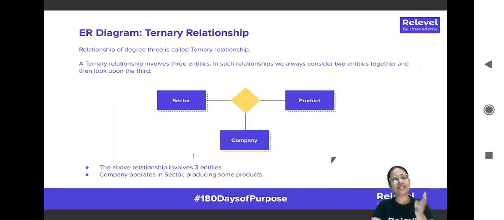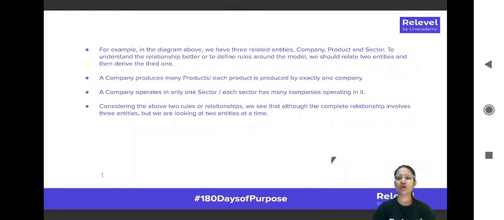Companies operate in sectors producing some products. This statement is very, very important. Companies work or operate in sectors, producing some products. Every company produces some products. That is the overall idea here. For example, we just saw in the diagram above that we have three entities: company, product, and sector. To understand the relationship better, or to define rules around the model, we should relate two entities and then derive the third one from that.